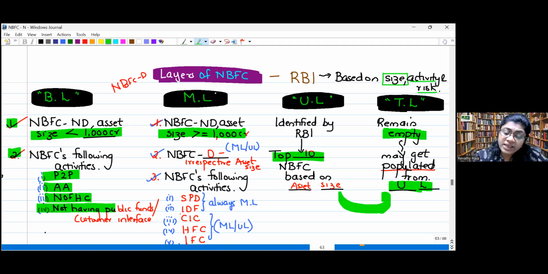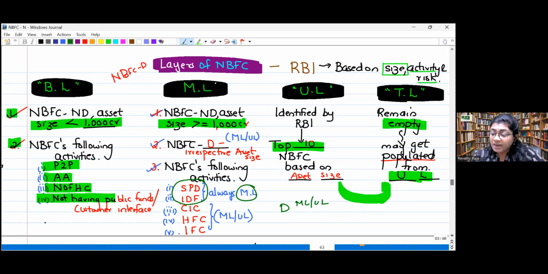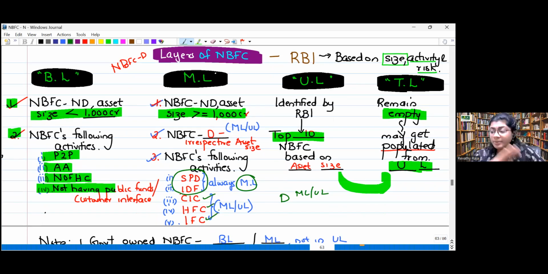Now, what if it is NBFC-D? Which layer will it come in? Base layer is only for non-deposit. D will be in either ML or UL. Now, this SPD and IDF will always be in ML, whereas these three will come either in ML, or if in the top 10, UL.